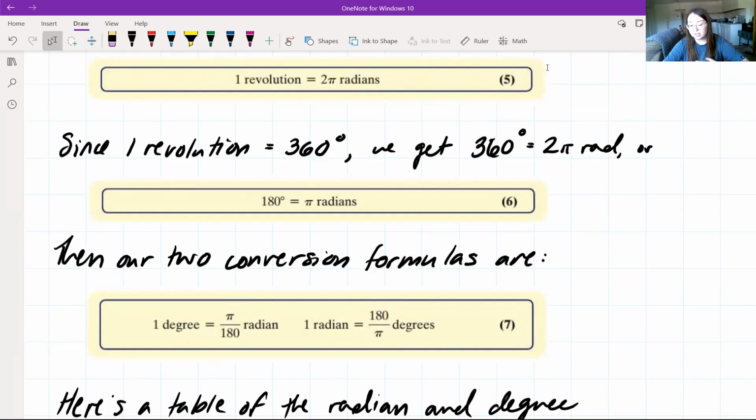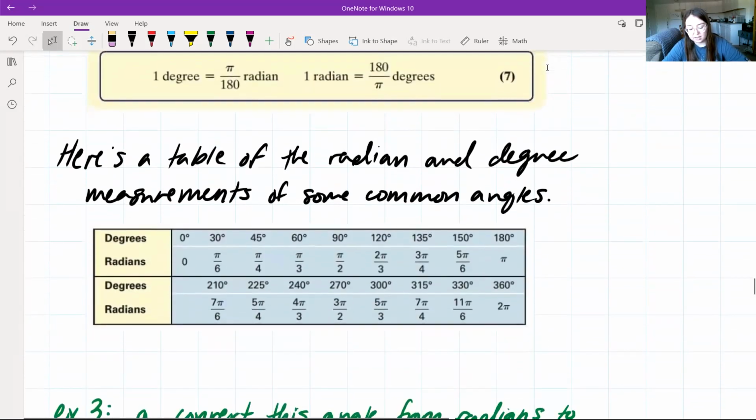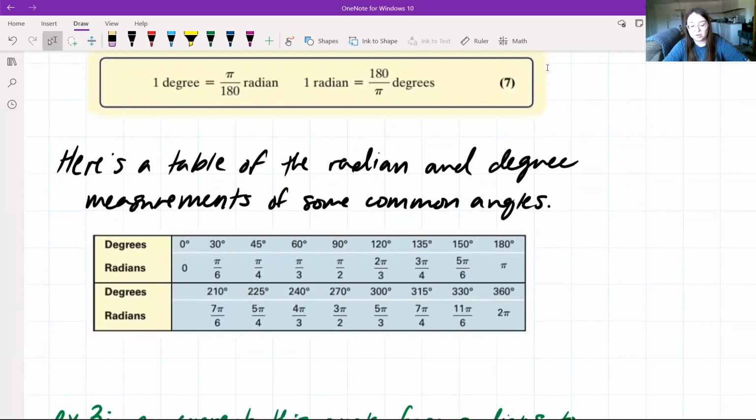So then our conversion formulas are going to be that 1 degree is equal to pi divided by 180 radians, or 1 radian is equal to 180 degrees divided by pi. So here's a table of the radian and degree measurements of common angles. These are just going to be really common angles. We're mostly just saying here that it's in increments of 15 degrees. And then these are all the radians that correspond.